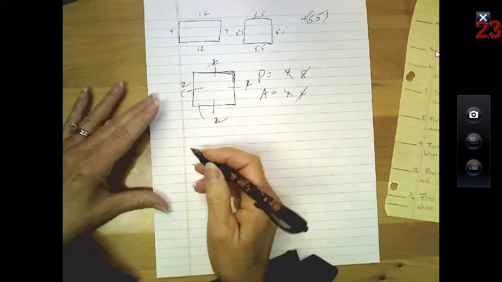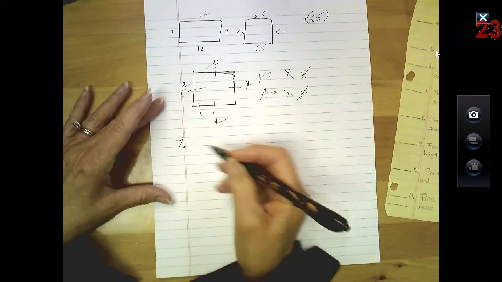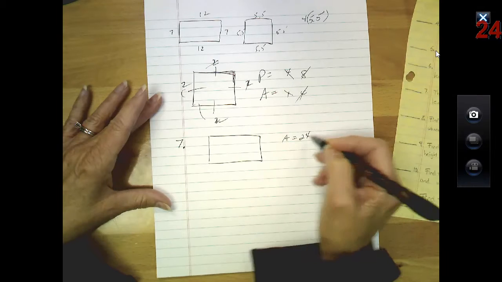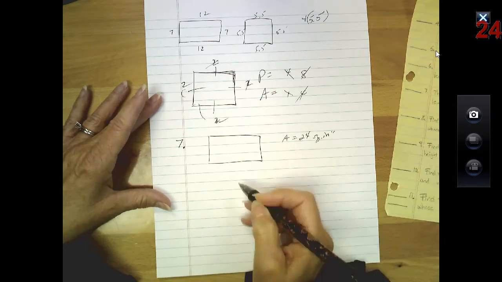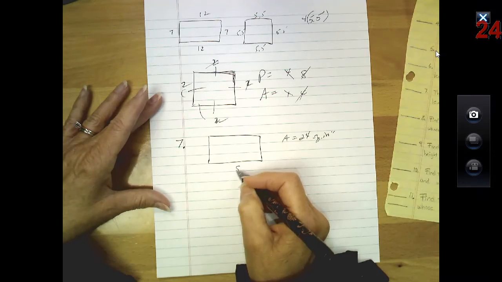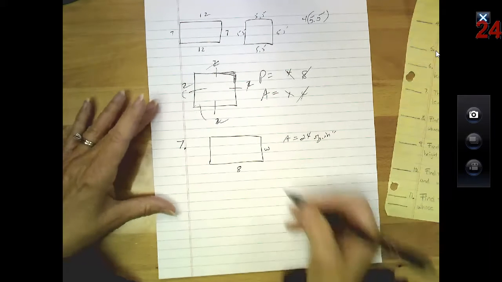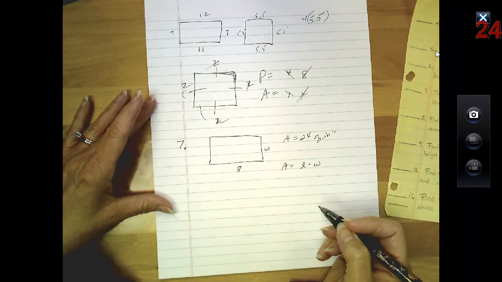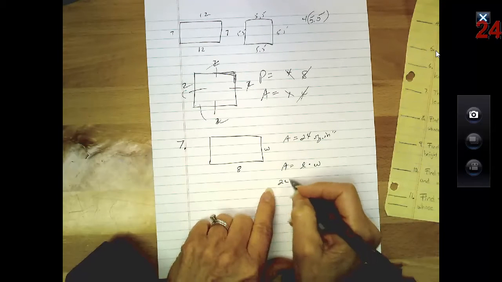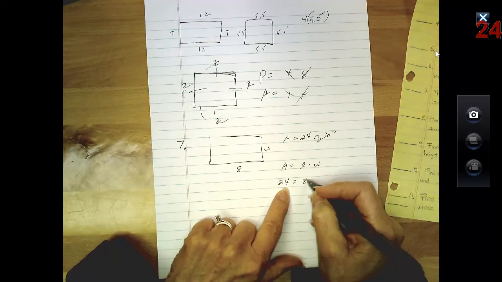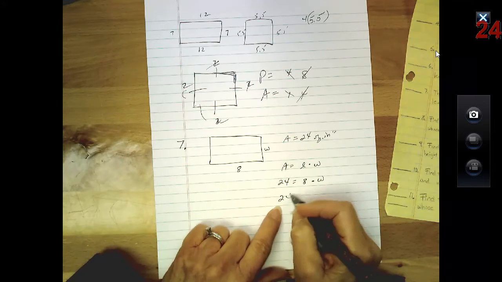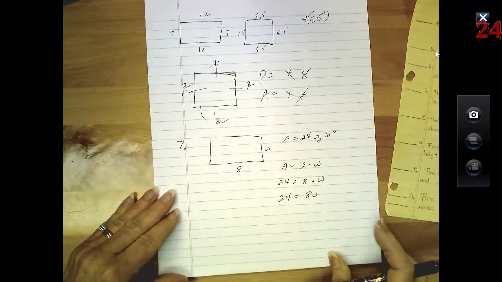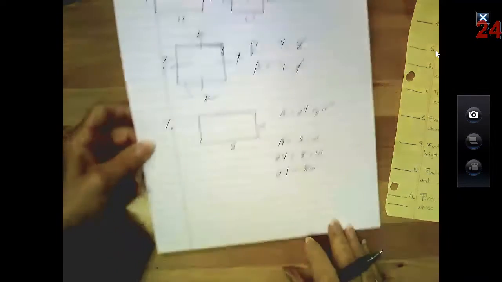Okay, the next one, number 7. The area of a rectangle is 24 square inches. And the length is 8. Find the width. Okay. Formula for area is length times the width. Okay. So if the area is 24, the length is 8, and the width, then you just have an equation that you can work out very easily. Okay. Just draw pictures and fill it in.